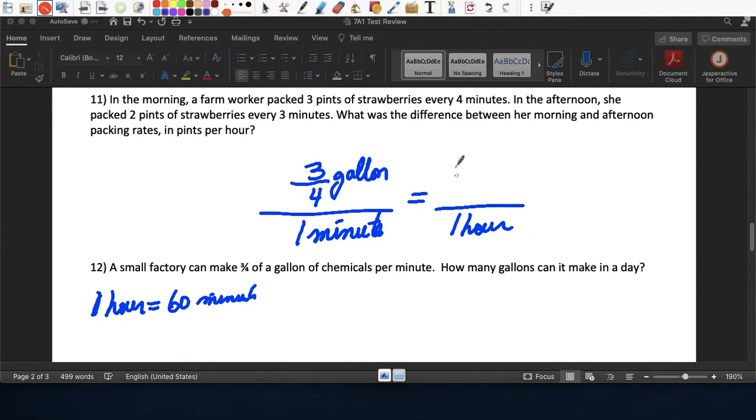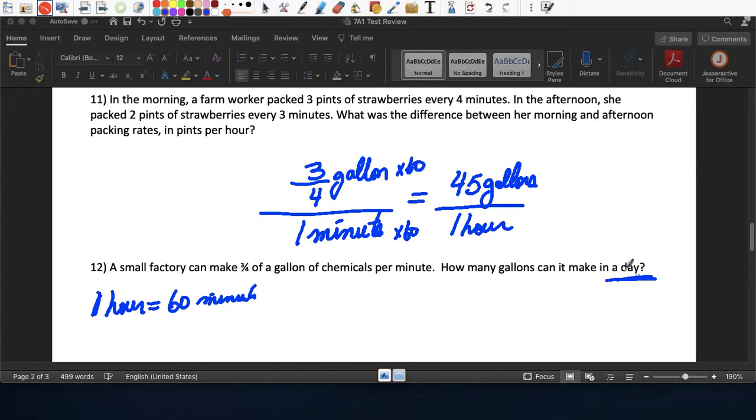How much chemical can they produce in an hour? In 1 minute, they can produce 3/4 of a gallon. So how many minutes in 1 hour? Times 60. So let's multiply this by 60 and this by 60. So if you multiply 3/4 of 60, you get 45 gallons of chemicals in 1 hour.